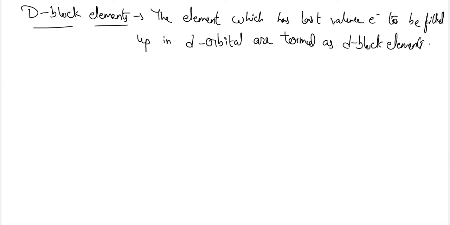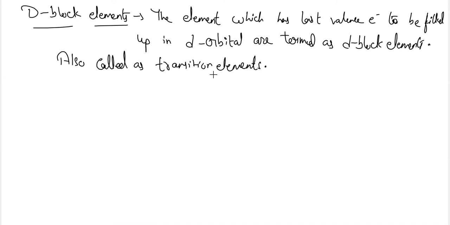Are termed as D block elements. These elements are also termed as transition elements or transition metals, because all the elements present in the D block are metals, so they are also termed as transition metals.